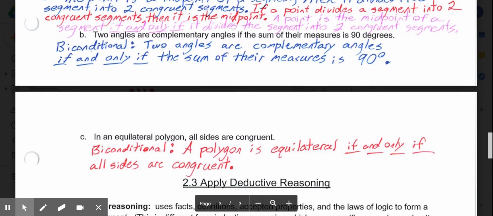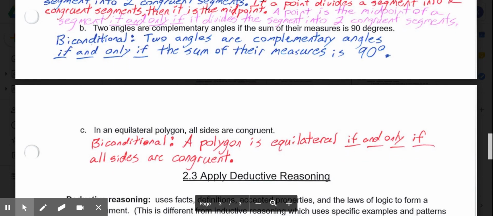And our last example, example C, again, just rewriting it as a biconditional. So in example C, it says, in an equilateral polygon, all sides are congruent. So we could rewrite that and say a polygon is equilateral if and only if all sides are congruent.